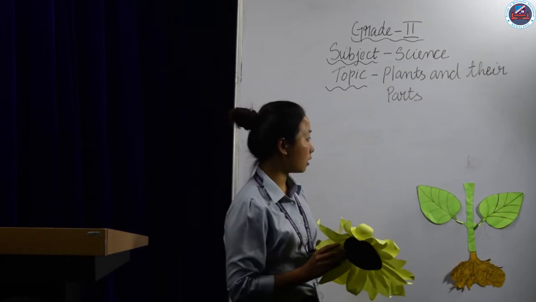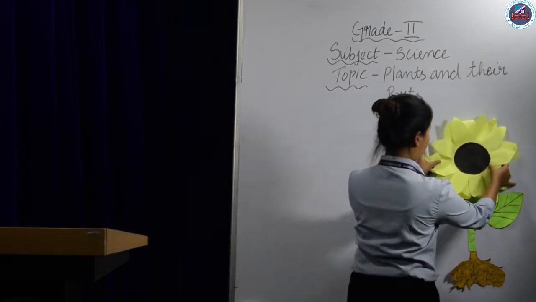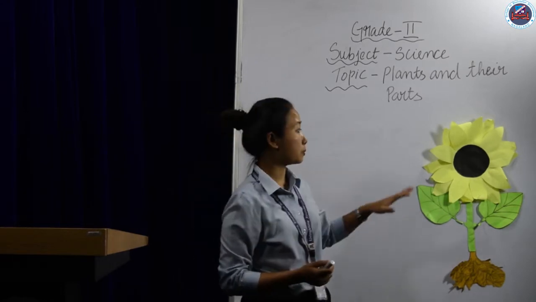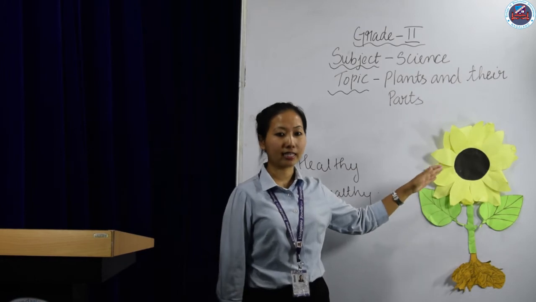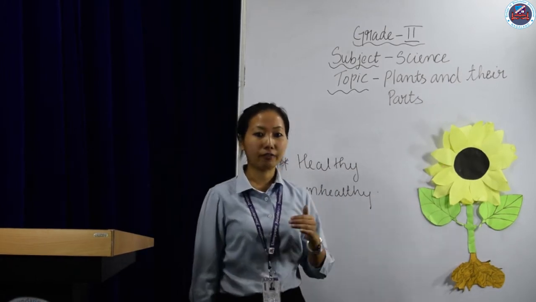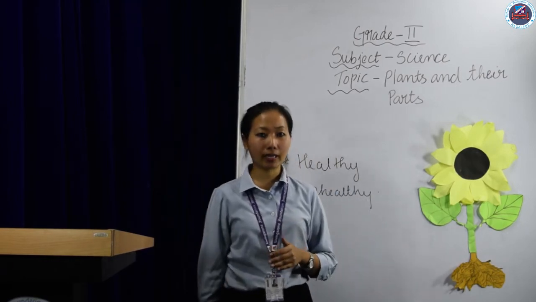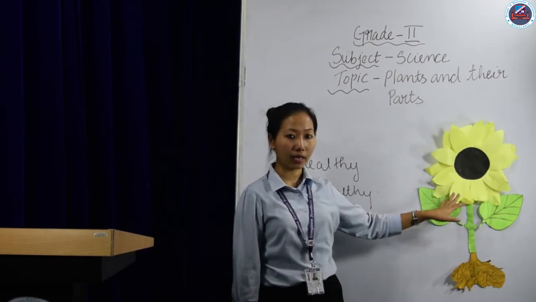Now this is the flower. Flower is considered to be the most beautiful part of a plant. The flower is the part of the plant where seeds are made. Some flowers make fruits. Fruits have seeds inside them. Seeds grow into a new plant. So this is all about the parts of the plant and their role.